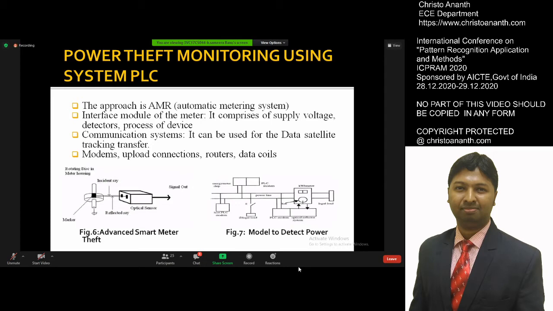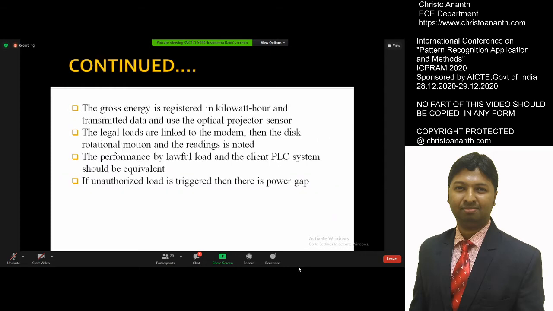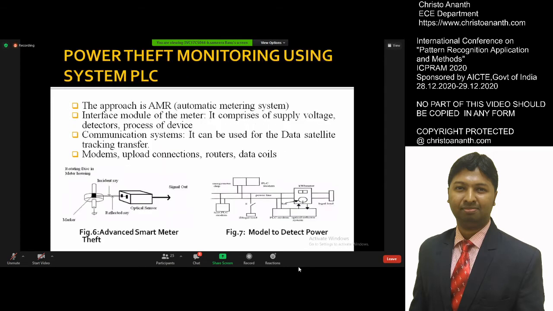Next, these are the sketches of the advanced smart meter power theft detection model. In this, rotational speed and gross energy in kilowatt hours are measured, and loads are linked to modems and readings are noted. Next, we'll go to the algorithms.